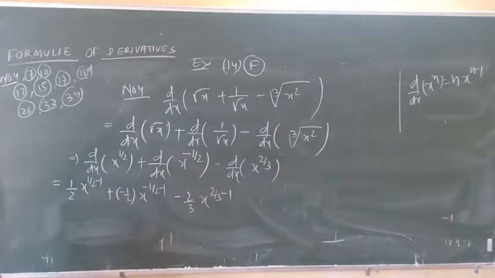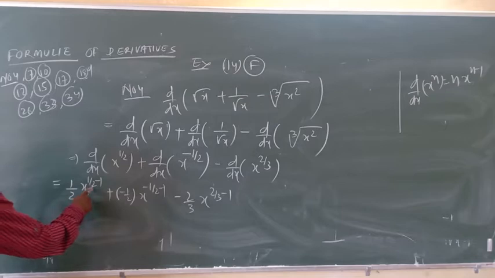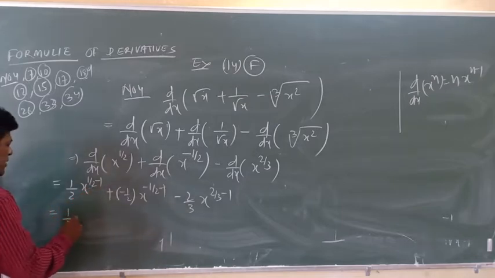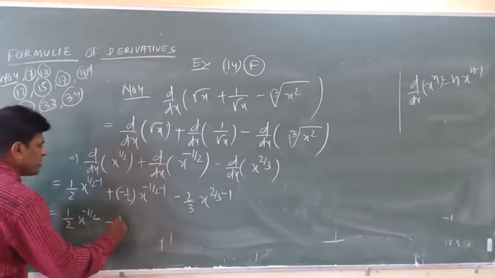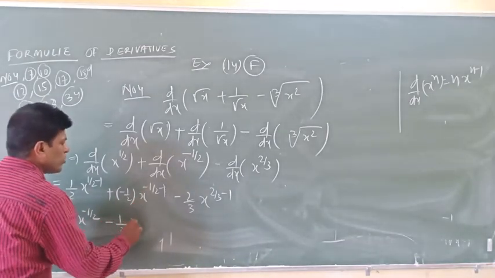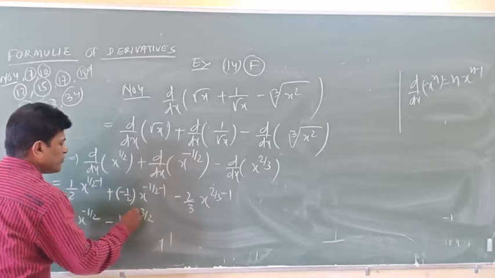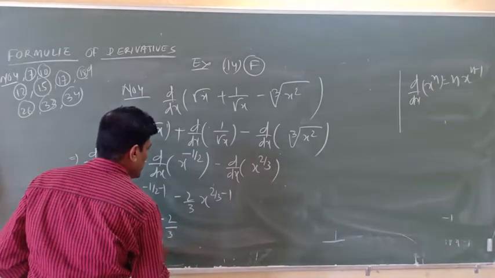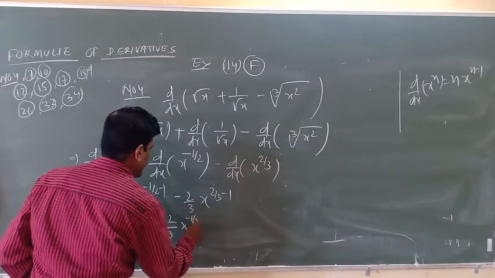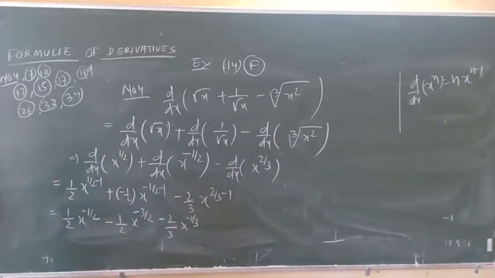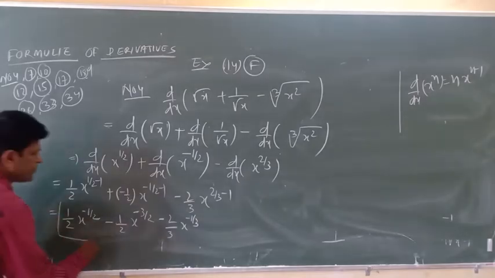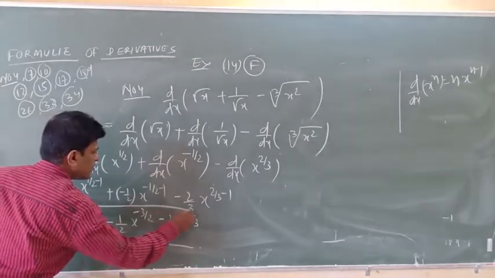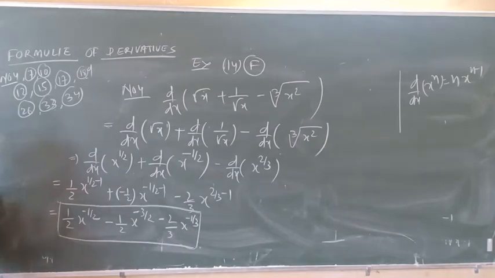You know half minus 1, x to the power minus half, plus into minus of minus half minus 1 is equal to x to the minus of 3 by 2, minus of 2 by 3, x to the power minus of 1 by 3. That is your answer. You look how.